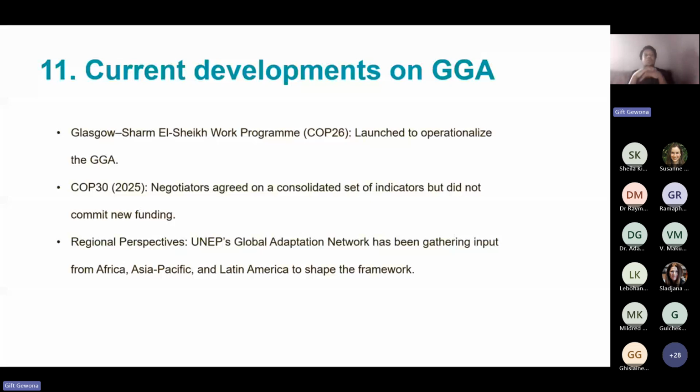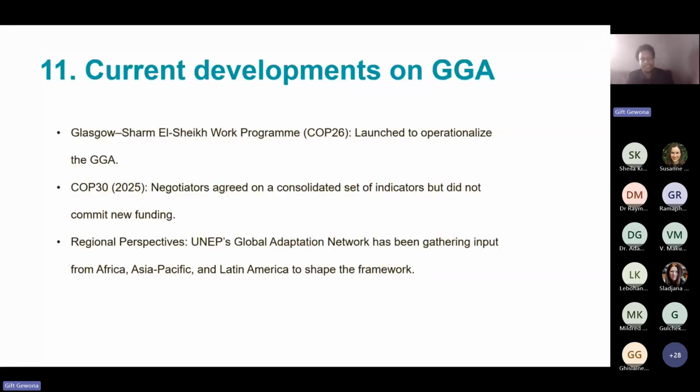With regards to current developments, moderator, I don't know how many minutes I have. I've spoken too much. On the current developments, there is the Glasgow and Sharm el-Sheikh work program, which launched and operationalized the GGA. At the recently held COP, which concluded last week, negotiators agreed on a consolidated set of indicators that covers a diverse range of sectors. These are the sectors that I had already mentioned, from which countries can pick specific indicators and contextualize them at the national level and see how they can monitor this. On regional perspectives, UNEP has been gathering input on the global goal on adaptation from Africa, Asia Pacific, and America to shape the framework. So this is ongoing work.